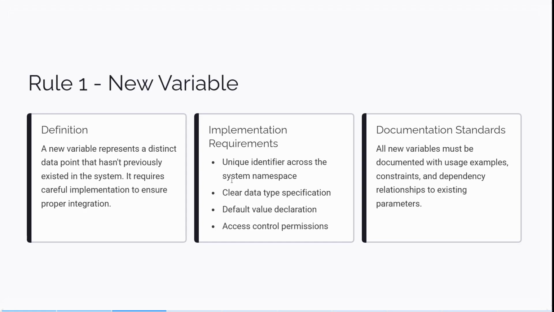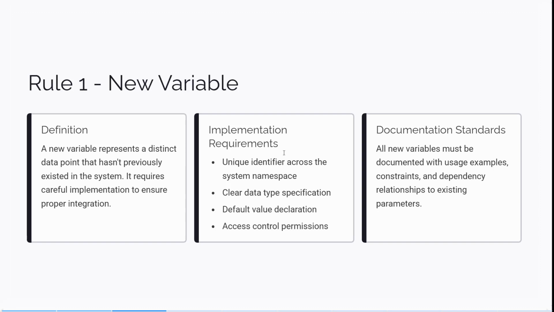Okay. So here are the new variables. What is the new variable? The new variable represents a distinct data point that hasn't previously existed in the system. It requires careful implementation to ensure proper integration. So a new variable should only be added if it is derived from the existing parameter. No further analysis needs to be done.